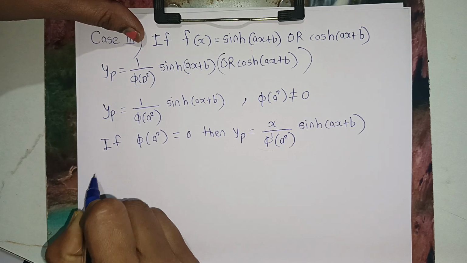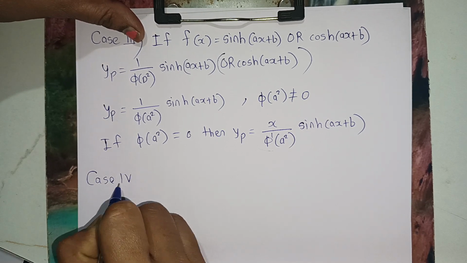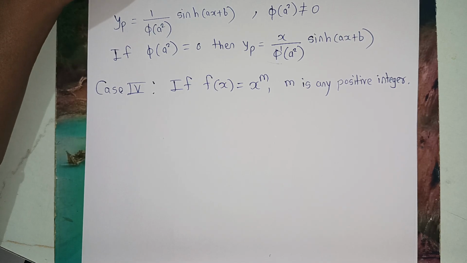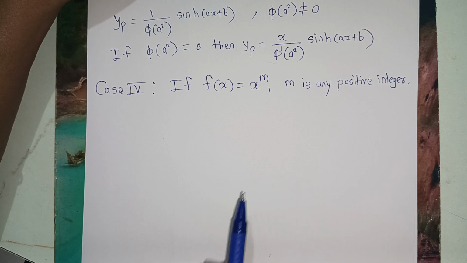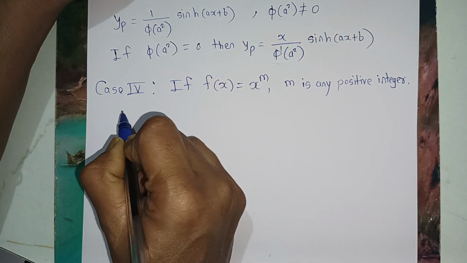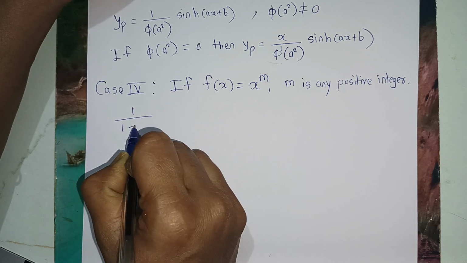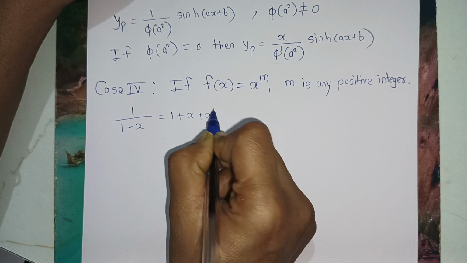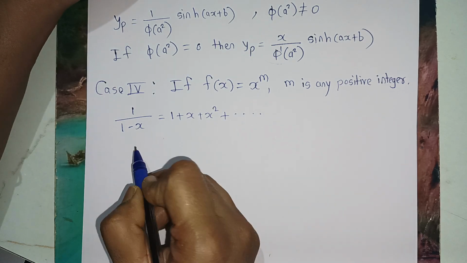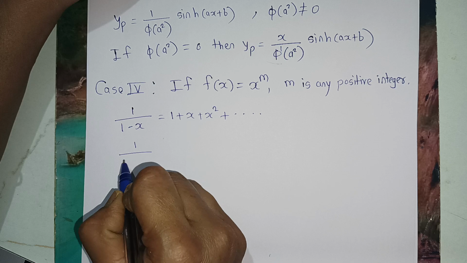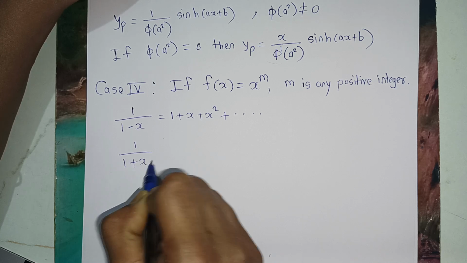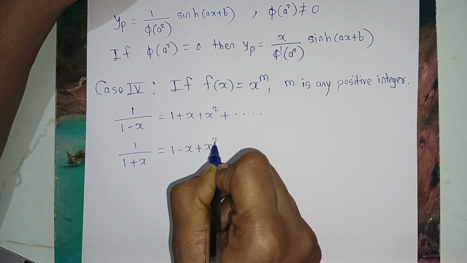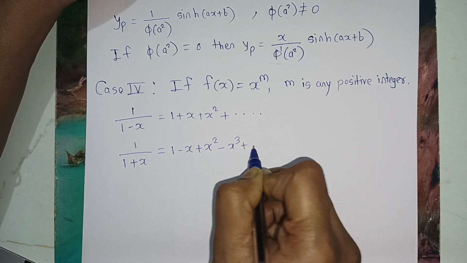Now case 4. If f of x is equal to x raised to m, where m is any positive integer, then in this case we have to use three formulae. First, 1 by 1 minus x is equal to 1 plus x plus x square plus dot dot dot. Second, 1 by 1 plus x is equal to 1 minus x plus x square minus x cube plus dot dot dot.